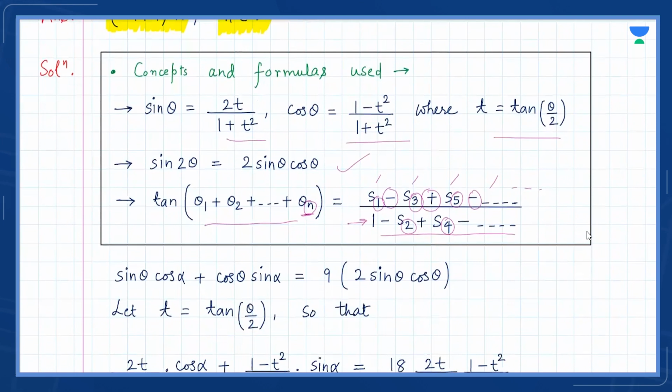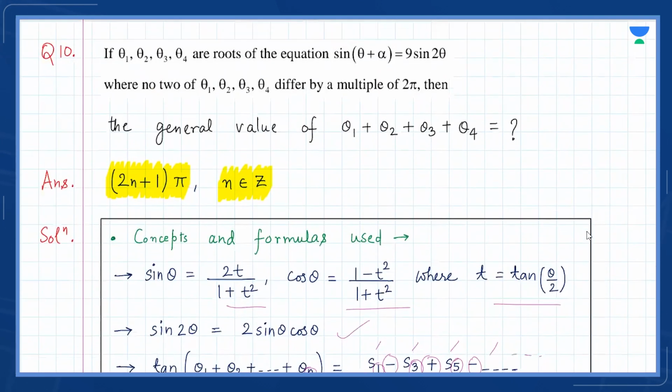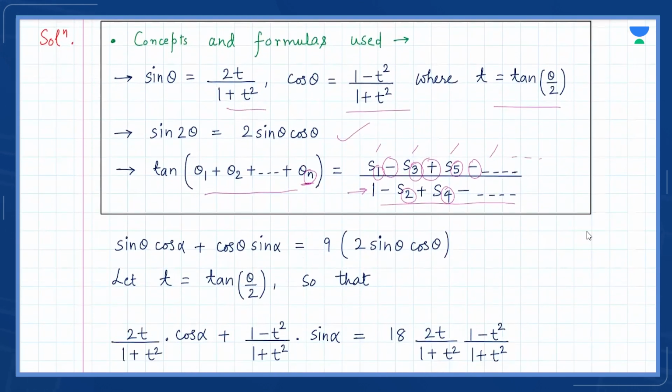Now let us have a look at the solution. So what we have done is, the given equation we have simply expanded. On expanding, we get sine theta cos alpha plus cos theta into sine alpha, and sine 2 theta I have written as 2 sine theta cos theta.